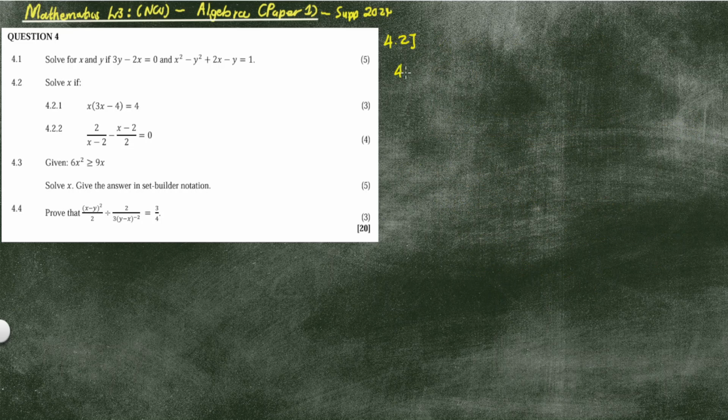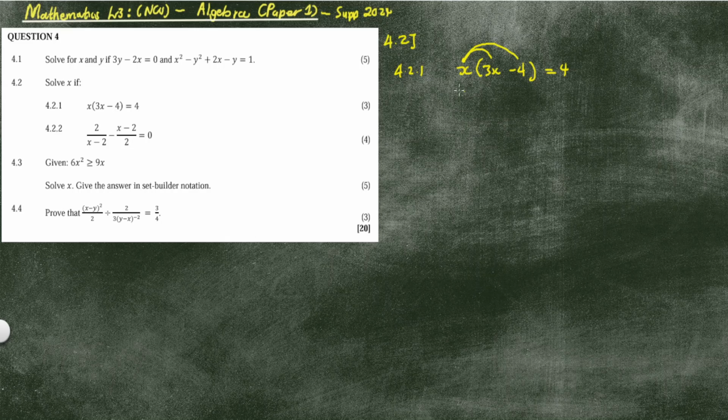We are given 4.2.1: x(3x − 4) = 4. In this case, they are telling you to solve for x. However, they don't specify the method of simplification, so this is up to you on what you're going to do with this equation. It's a quadratic equation.